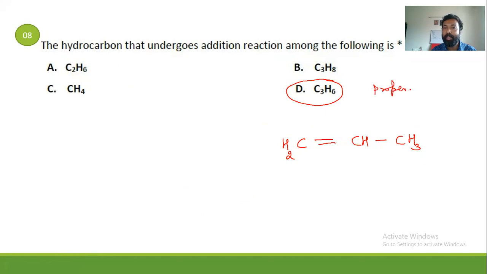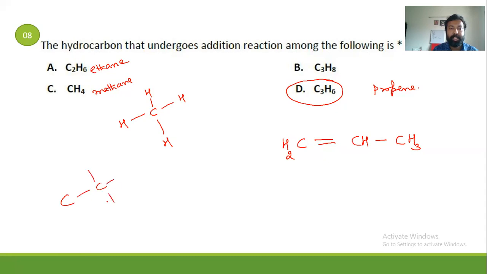This particular compound is called propene. A double bond is there, obviously unsaturation. Methane is saturated. It has single bonds present in it, a saturated one. This is ethane, C2H6. Count: 1, 2, 3, 4, 5, 6. Ethane.